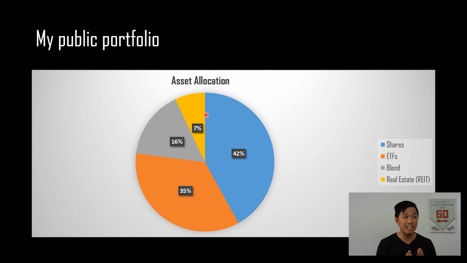I don't have any cash in here because cash is in my private portfolio. So I've deviated a little bit from this core satellite strategy, but when I started this portfolio, ETFs did make up 50% and 50% in other shares and blends of real estate and stocks, right? So this is now currently the asset allocation on my public portfolio.